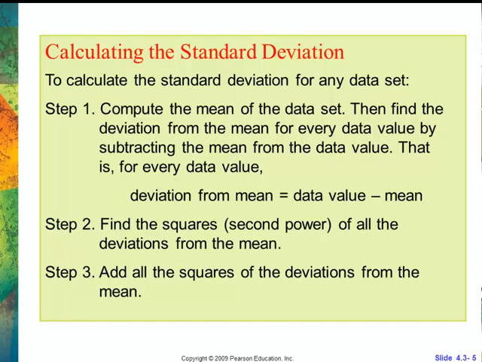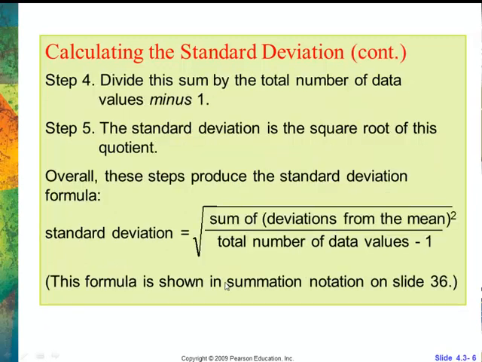Now, notice in step 3 we're going to add them. Well, if we were to add them now, we would get 0 because we have positive and negative deviations. So to remove the negatives, we square them, because remember, a negative times a negative is a positive, so we have all positive values. That's why in step 2 we square the deviations, and in step 3 we then add them.